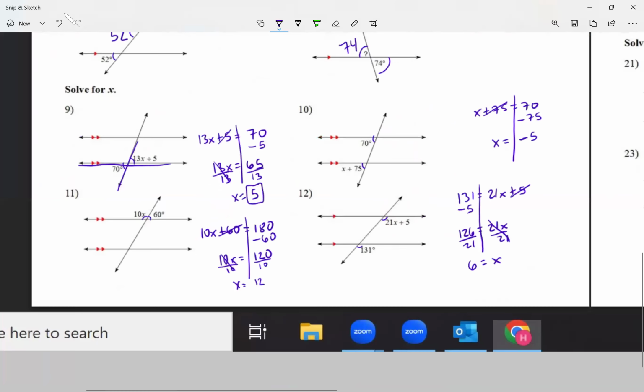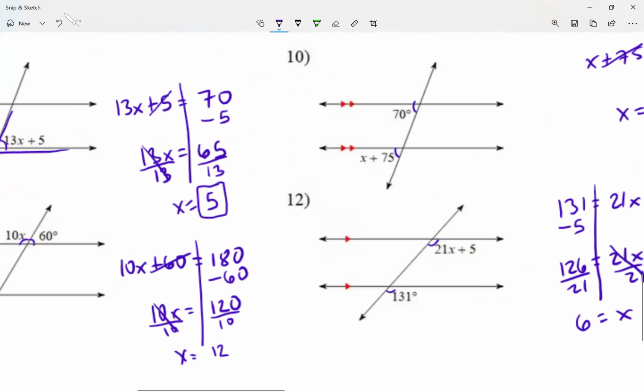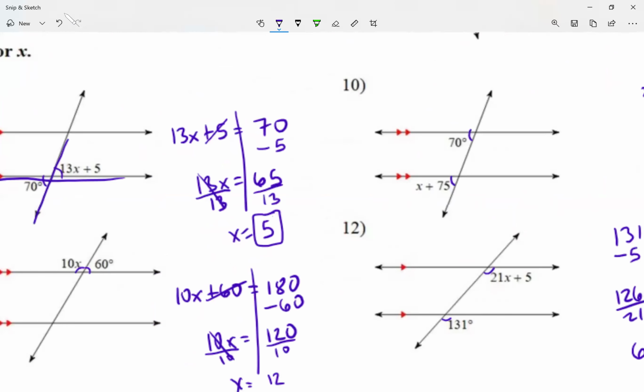Mainly, the hard part is remembering when do they equal each other and when do they add up to 180. Corresponding and vertical angles are equal to each other. Adjacent angles are the angles that add up to 180.